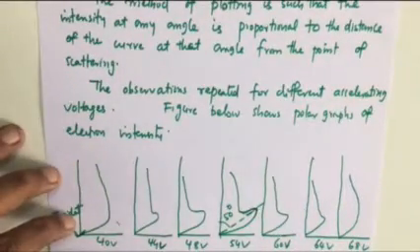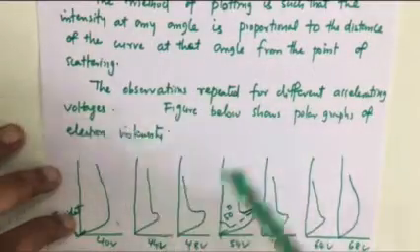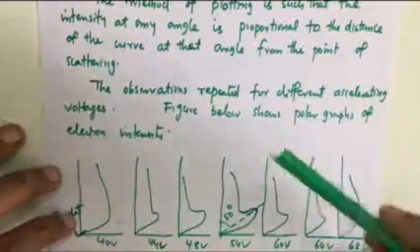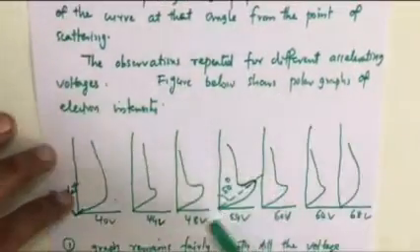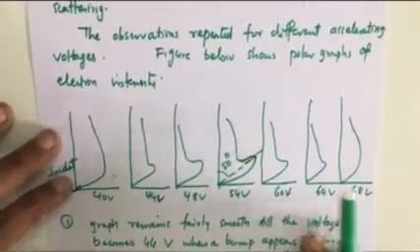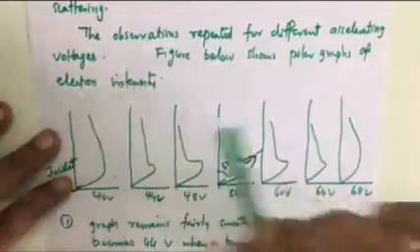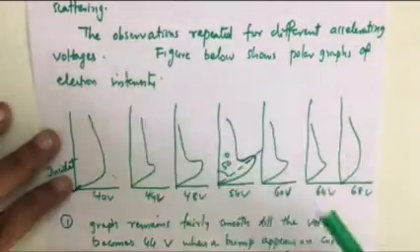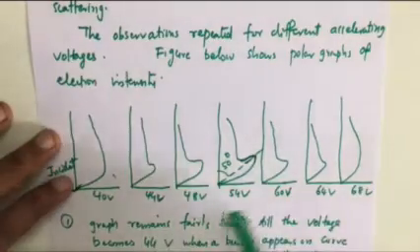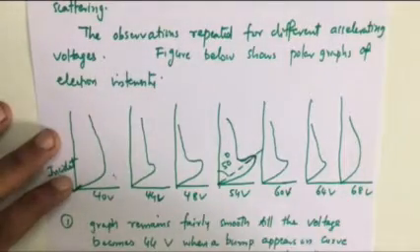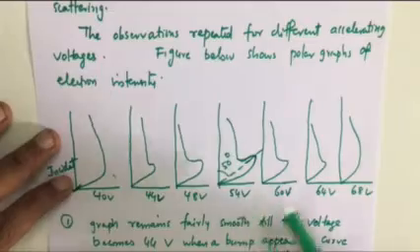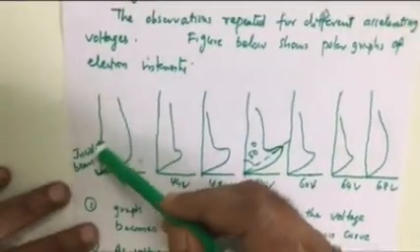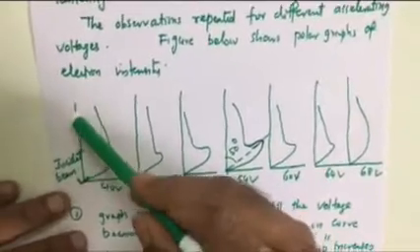Now the observations are repeated for different accelerating voltages. So we do this experiment for different accelerating voltages, and the figure below shows the polar graphs of the electron intensity at different accelerating voltages and at different scattering angles. So here we have the incident beam.